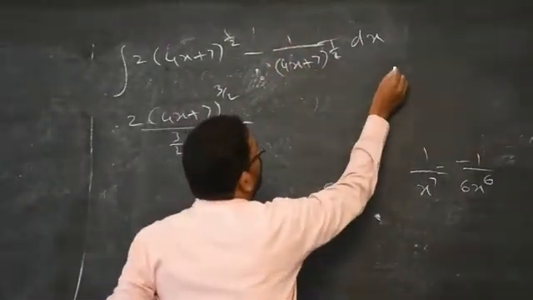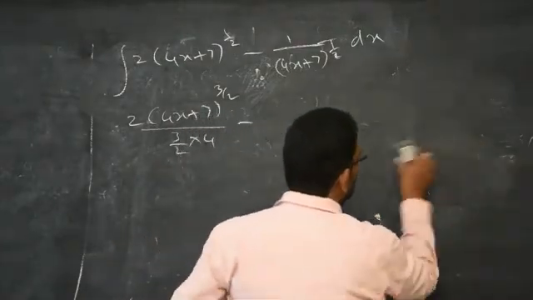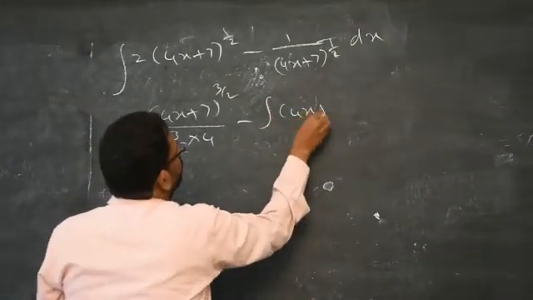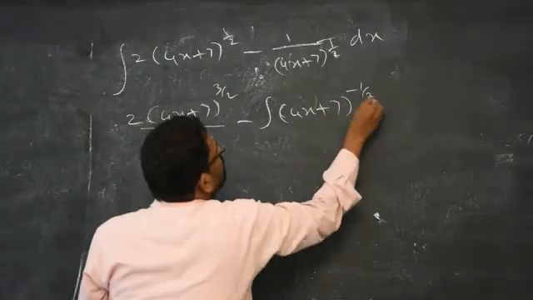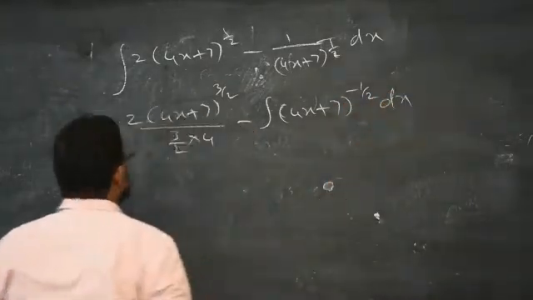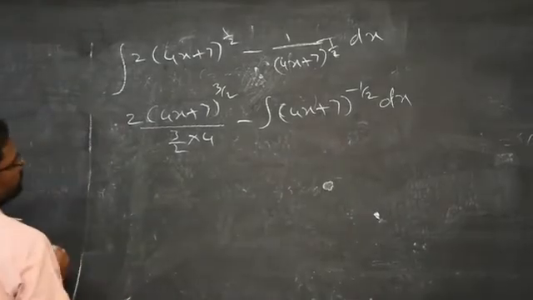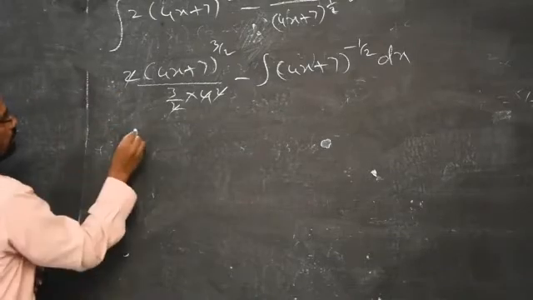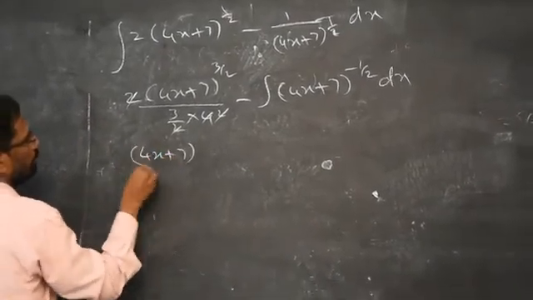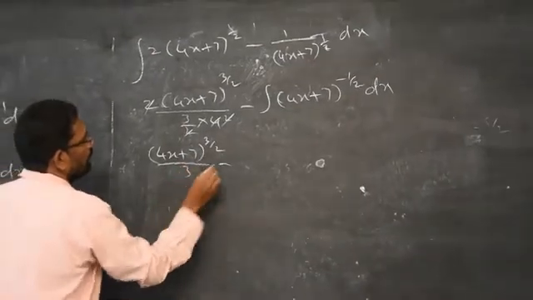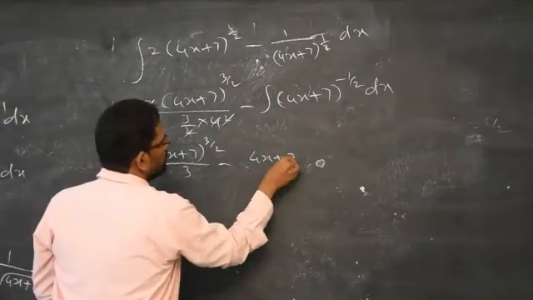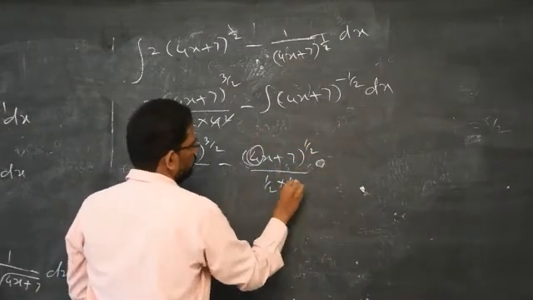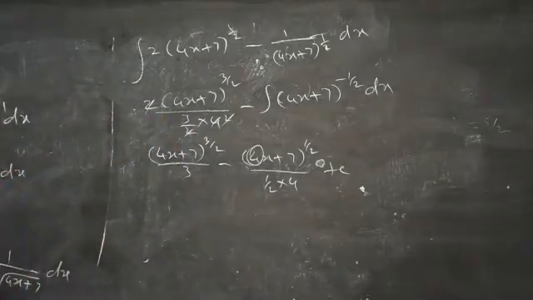That is, you do either this method or you take it to the numerator, minus 1 by 2 into dx. Again what will come? This will go 2 times, that cancels. So 4x plus 7 power 3 by 2 by 3, minus 4x plus 7, add 1 to the power, you get 1 by 2, by 1 by 2 into 4, plus c. Simplify and write, you will get the answers.